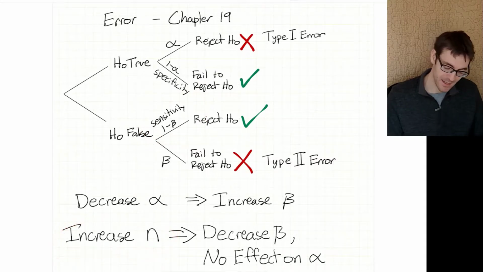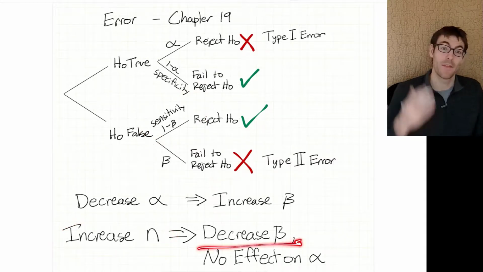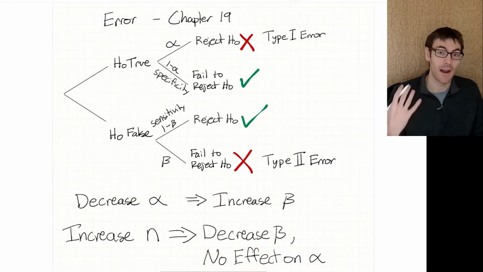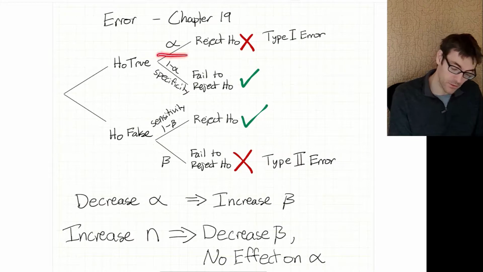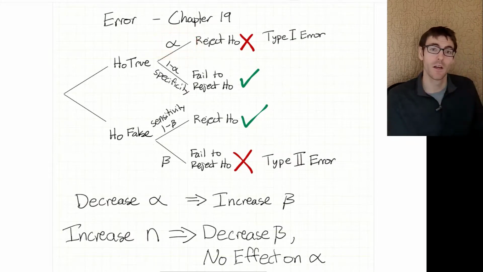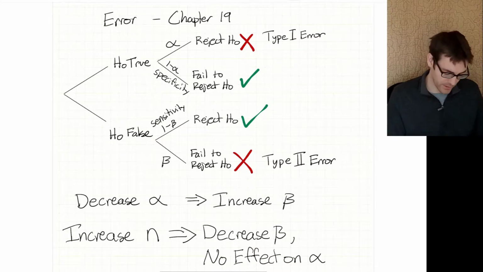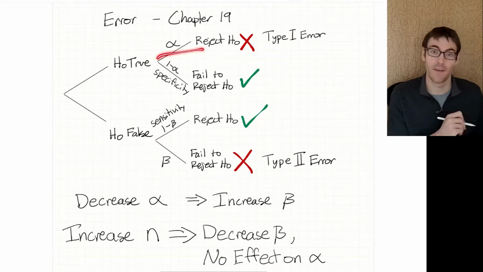Increasing the sample size decreases beta. And the good thing here is that this is not going to adversely affect our alpha. Our alpha is sort of this independently chosen number, typically something like 0.05 or 0.01, and increasing sample size is not going to affect alpha.